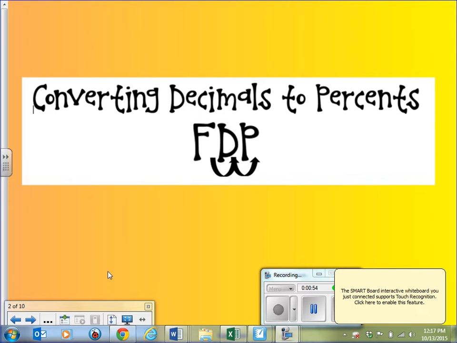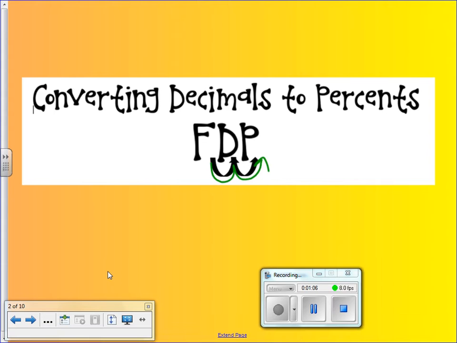Alright, so I'm going to convert decimals to percents. Notice I have these letters lined up, FDP, for fraction decimal percent. And then you'll see the two little swoops here, 1, 2. So wherever the decimal is in the problem, if I'm going from a decimal to a percent, I move two places to the right. So notice if I'm reading this, I go FDP, so I'm moving the decimal towards the P, so to the right, and I'm moving it two places.